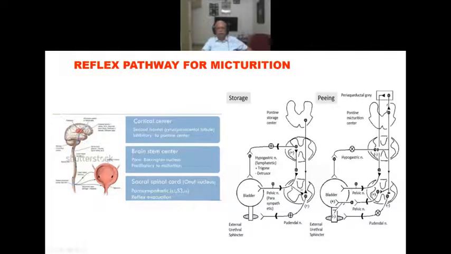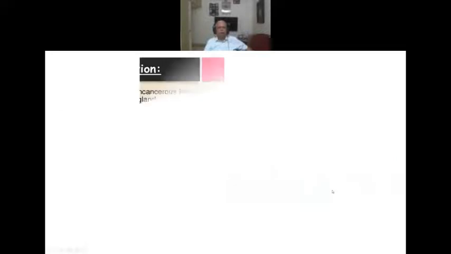Stimulatory pathway for storage and for voiding. For storage, we have to stimulate the hypogastric nerve to relax the bladder and constrict the internal urethra, the proximal urethra. For voiding, you have to stimulate the pelvic nerve, that is the parasympathetic, and the pudendal nerves. So if you understand that much, it is more than enough.